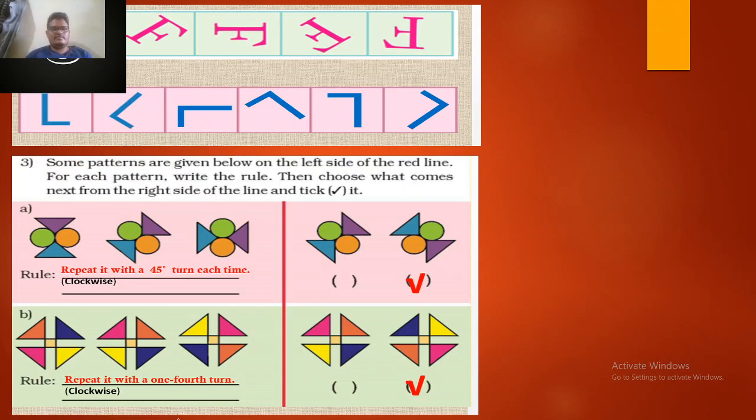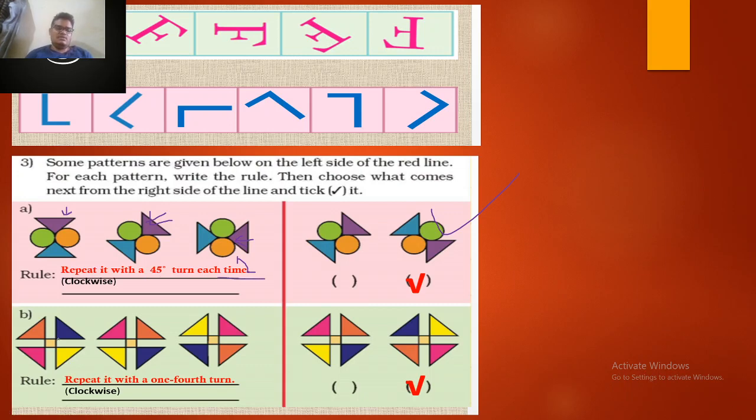Look here. This portion is here. What is going on? Look, this portion is coming here. If I tell you one rule, turn 45 degrees, and again turn 45 degrees, then this portion will come here at 45 degrees, so this pattern will be correct. And what will be the rule of this pattern? Repeat it with a 45-degree turn each time.